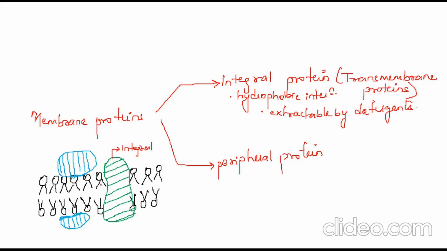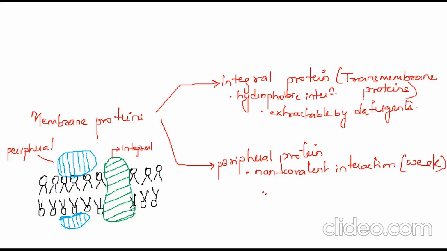Now coming to the next one, peripheral protein, which is the blue colored one. These peripheral proteins can be present either on the extracellular side or on the intracellular side. They are present in the peripheral region, that's why the name is peripheral proteins. And they are very loosely arranged with the lipid bilayer. They are held to the lipid bilayer by non-covalent interaction, and this non-covalent interaction is a very weak interaction.